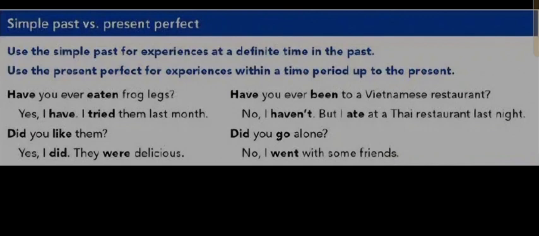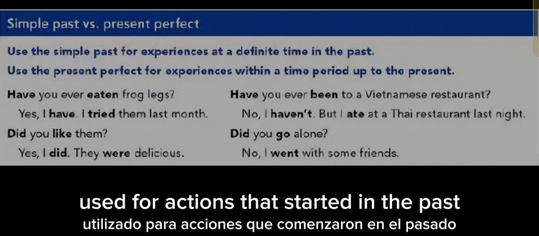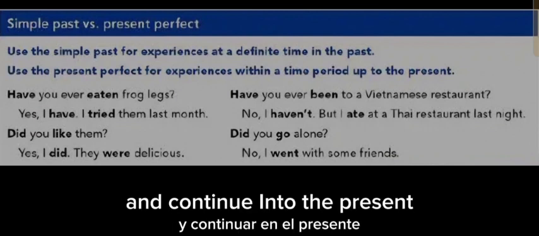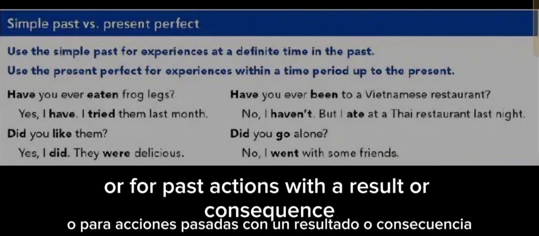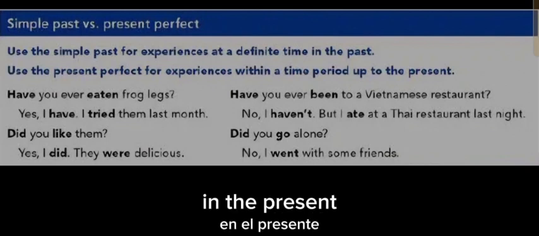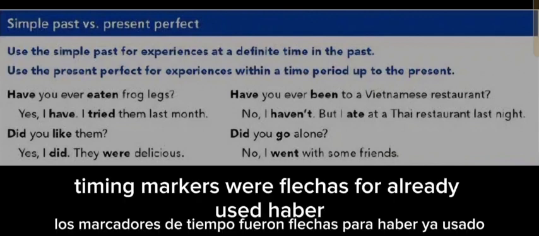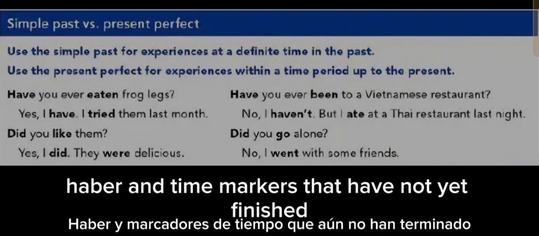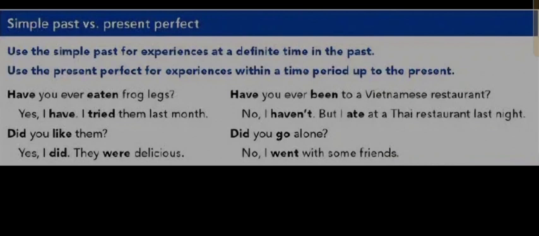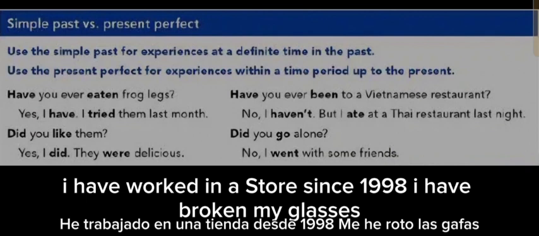Present perfect. Use: used for actions that started in the past and continue into the present, or for past actions with a result or consequence in the present. Time markers: words like since, for, already, just, ever, never, and time markers that have not yet finished, such as this week or this year. Examples: I have worked in a store since 1998. I have broken my glasses.